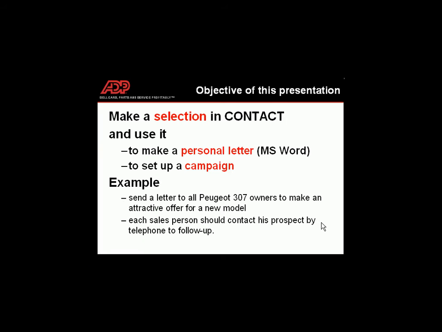The objective of this presentation is to show you how you can make a selection in Contact and how you can use it to make a personal letter with Word, and how you can then set up a campaign with this selection. In the small example we will give here, we will send a letter to all Peugeot 307 owners, and we will make them by letter an attractive offer. Afterwards, we will set up a campaign to allow our salespeople to do a follow-up.